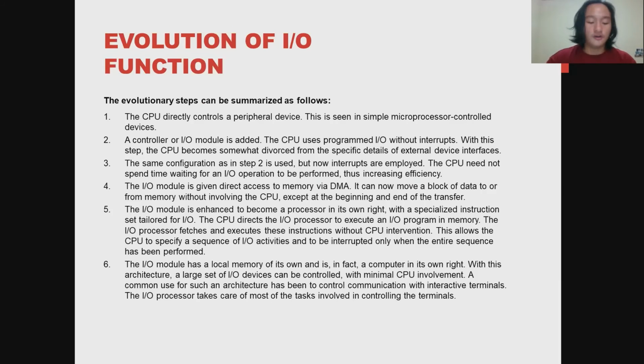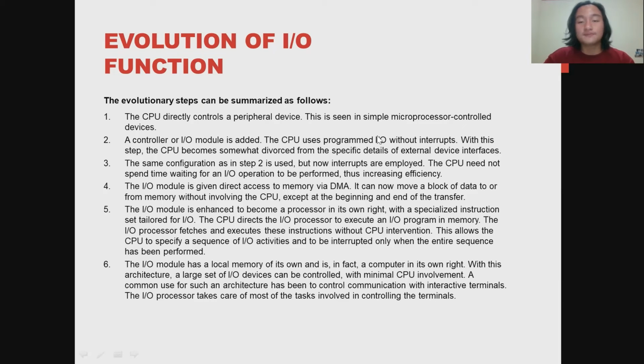Input-output channels and processors. Evolution of input-output. The evolution steps can be summarized as follows. In step 1, the CPU directly controls the peripheral device. This is seen in simple microprocessor-controlled devices. In step 2, a controller or input-output module is added.